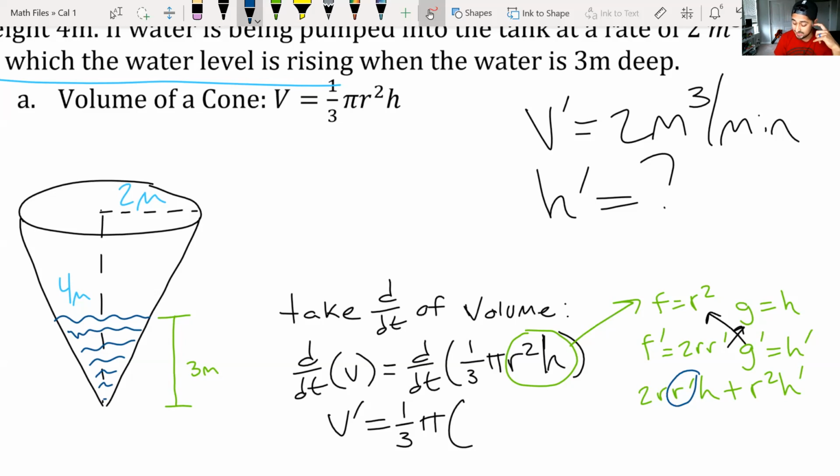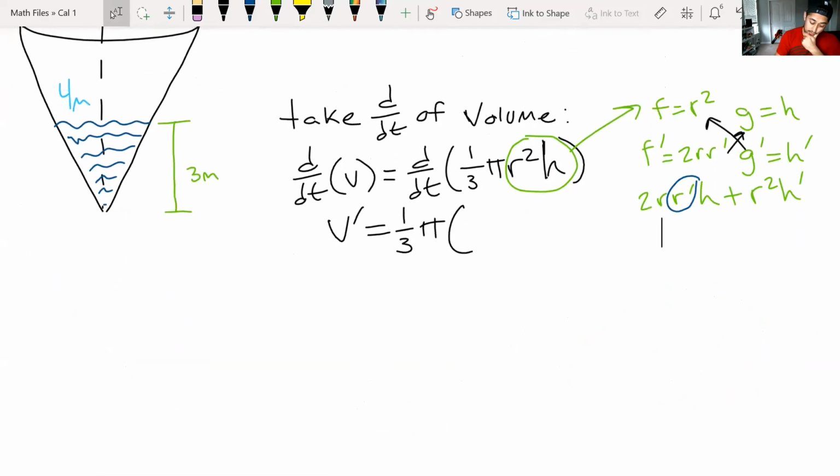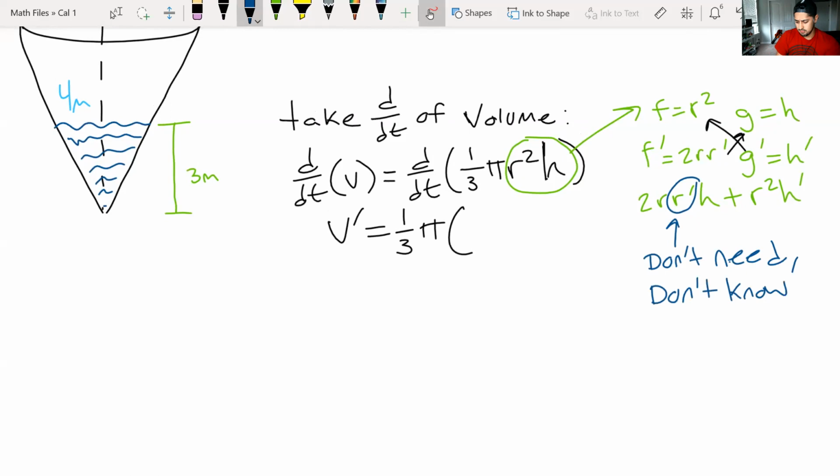So we don't need any of this. I can even write that down. I can take note. And r prime, we don't need. Say, don't need. And we also don't know. And is that a saying? What you don't need is what you don't know? Or what you don't know is what you don't need? Probably not. But you get it.